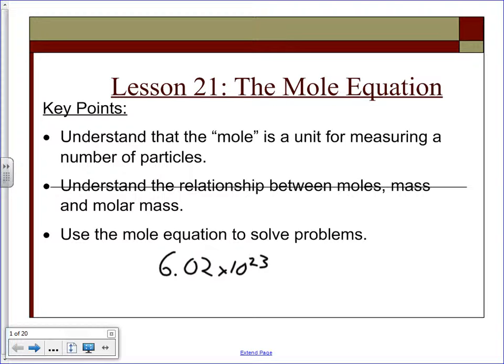The last thing we're going to do here is use the mole equation to solve problems. When we get to that, I will show you there's only 4 ways I can ask a mole equation problem. I will show you how to solve all 4 ways, give you a solved example, and record it on here so you can watch it as many times as you need to. You will know the only 4 ways there are for me to ask a mole equation question.